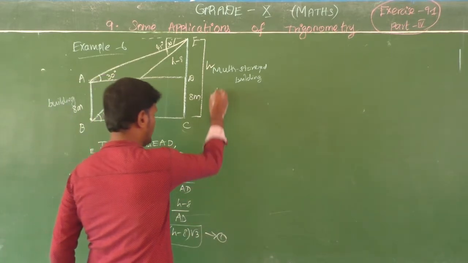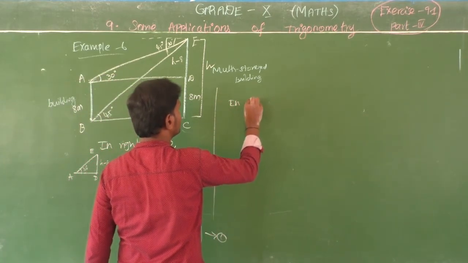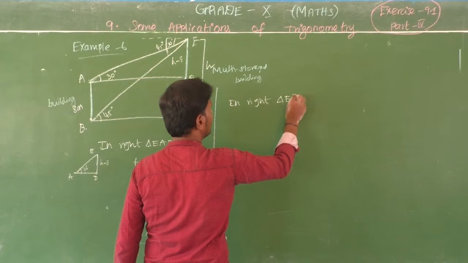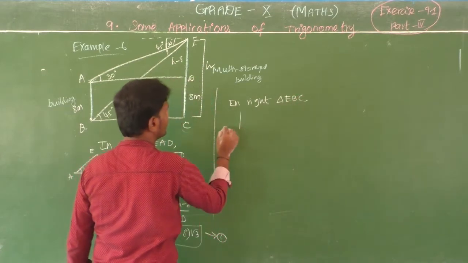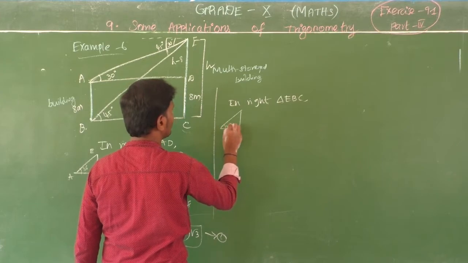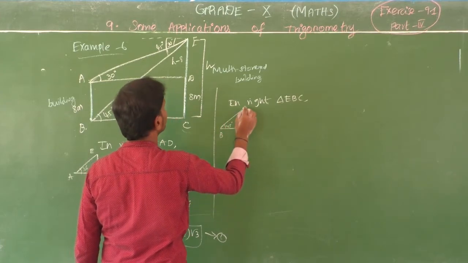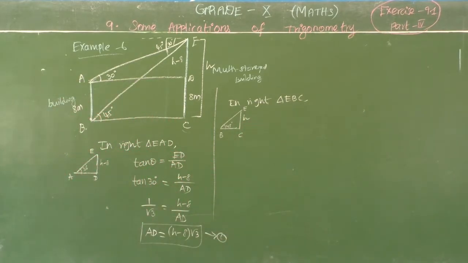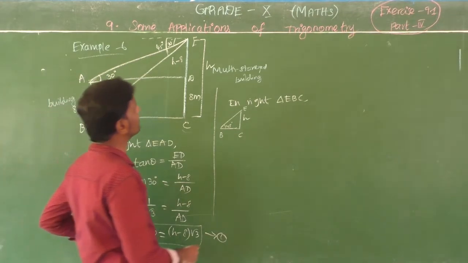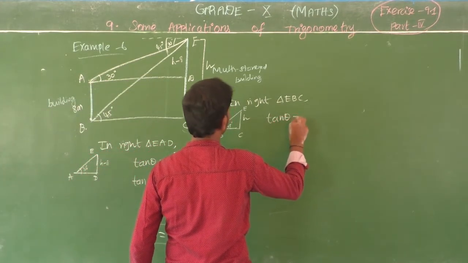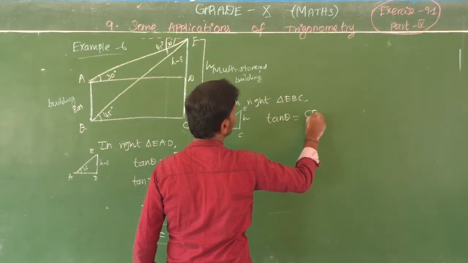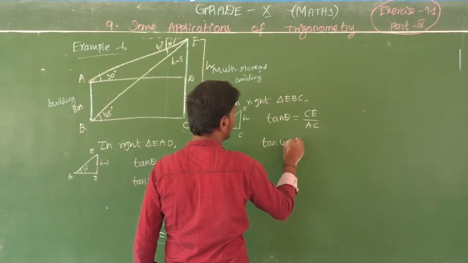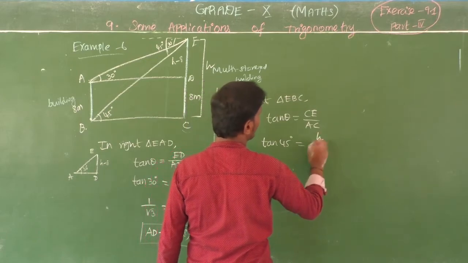And next I'm taking right triangle EBC, the whole triangle. The angle is 45 degrees at B, C, E, and the total height is H. Now in right triangle EBC, tan theta equals the opposite side, the whole value CE, divided by BC. So tan how much degree? 45 degrees. So tan 45 equals CE, which I am going to mention as H.